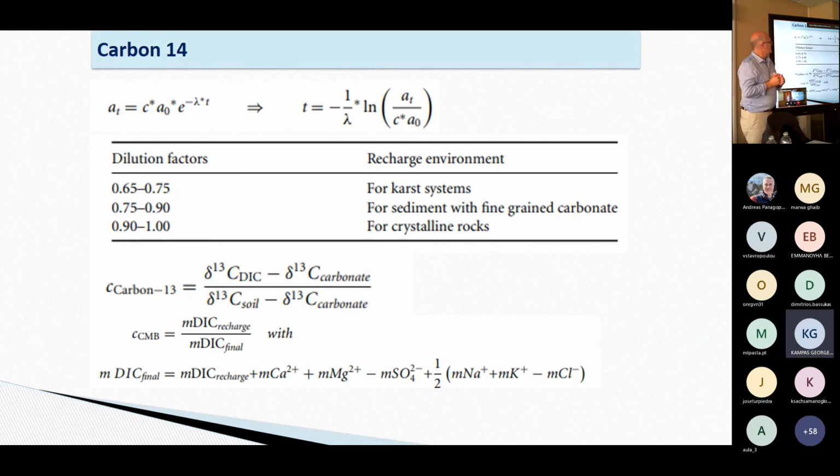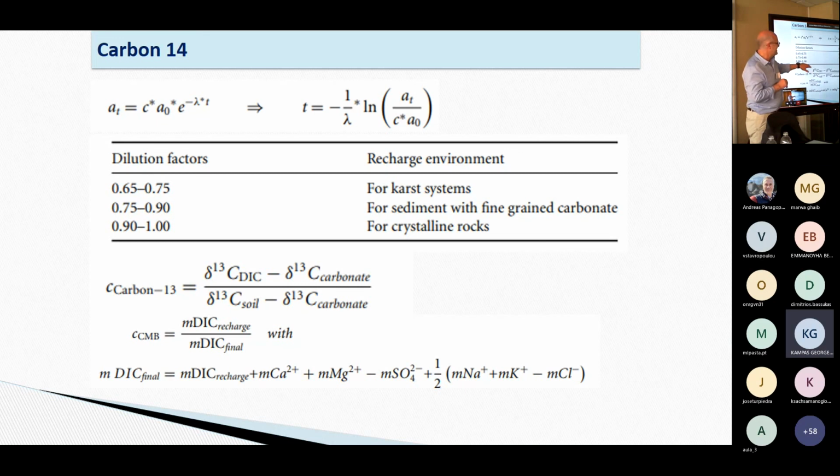Now, in the case of C14, we must add something. Because C14, unfortunately, especially in the Mediterranean, is diluted by dissolution of carbonate. And this introduces a major error. Now, there are several correction methods. A very, very simple one, very often used, is the one by Vogel. And he says you just multiply the whole thing with 0.65 to 0.75.